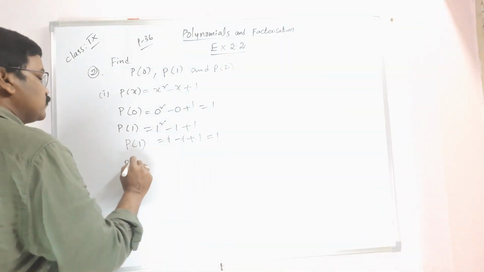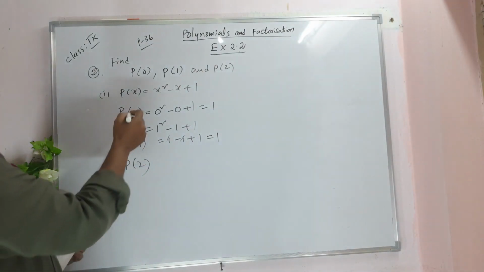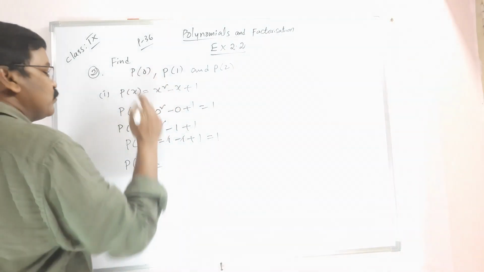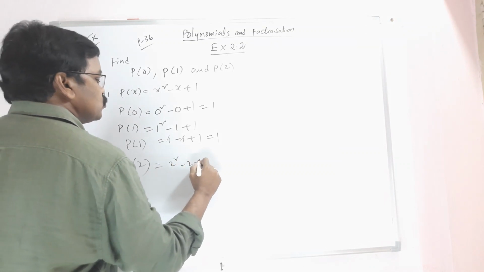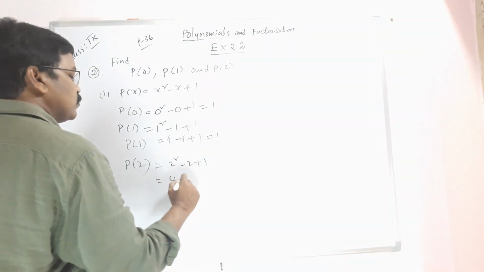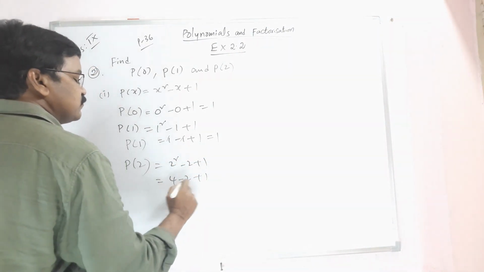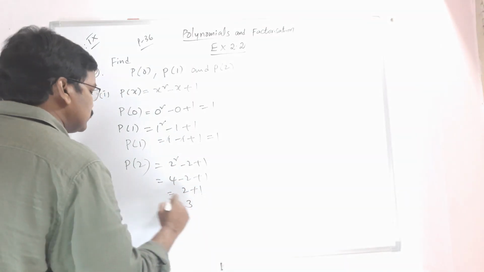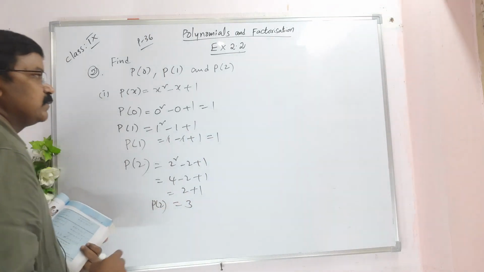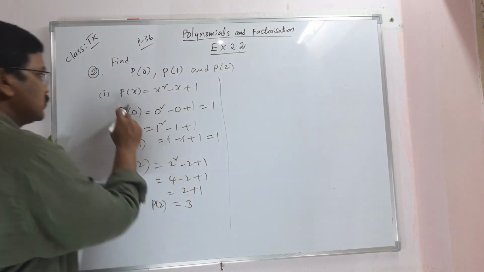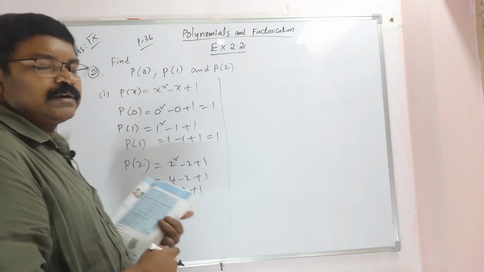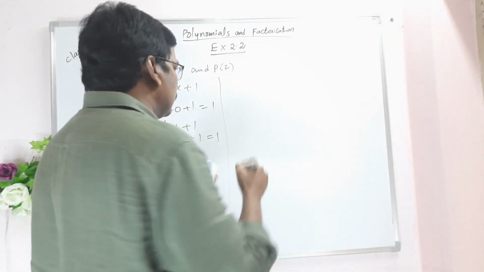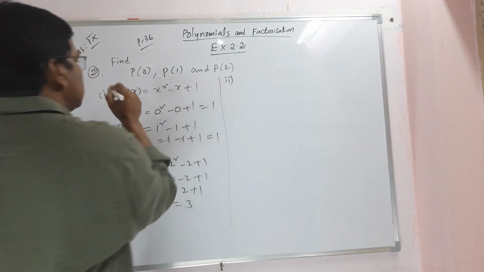Next one is P of 2, students. P of 2. That means substitute x is equal to 2 in the given polynomial. That means 2 square minus 2 plus 1. That means 4 minus 2 plus 1. That is 4 minus 2 is 2. 2 plus 1. What is 2 plus 1? 3. So P of 2 is equal to 3. This is for the polynomial x square minus x plus 1. Next, second one. This is first one.